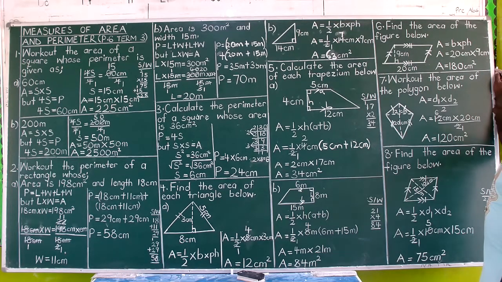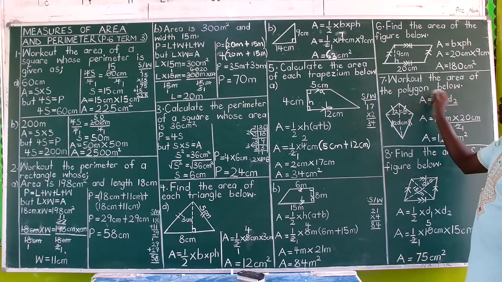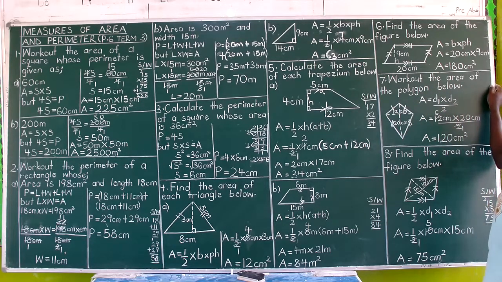Then we look at another shape here, and they are telling us to find the area of this polygon. Work out the area of the polygon below. This polygon is a kite. Okay, good. So one knew it already, it's called a kite. Area of a kite equals diagonal 1 times diagonal 2 divided by 2.